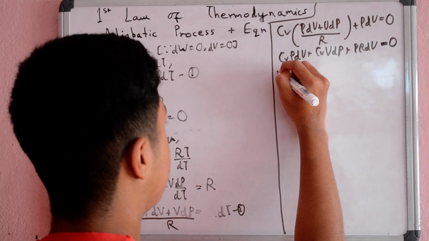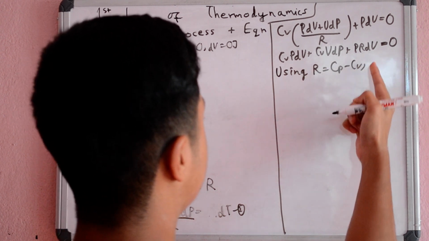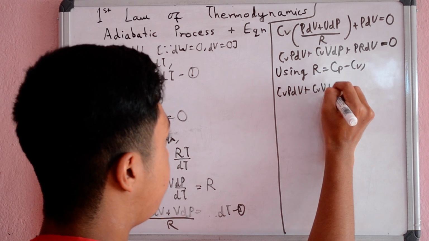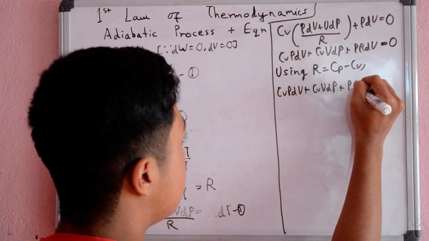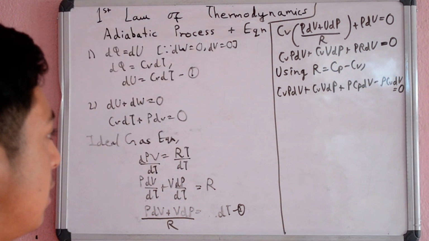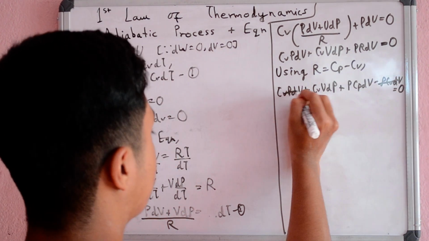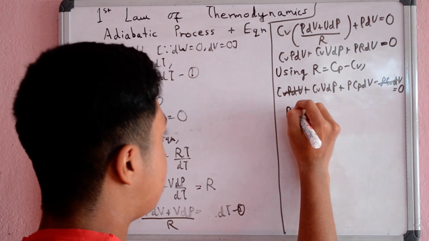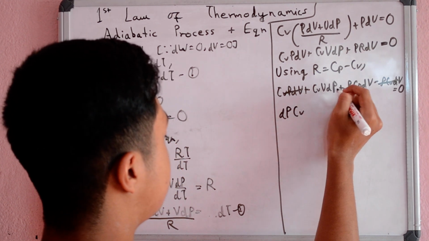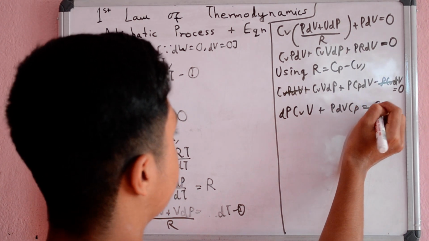and let's use what we learned in the previous video, that R equals Cp minus Cv. So this becomes Cv P dV plus Cv V dP plus P Cp dV minus P Cv dV equals 0. Here P Cv dV and minus P Cv dV cancel each other, so we get Cv V dP plus P dV Cp equals 0.